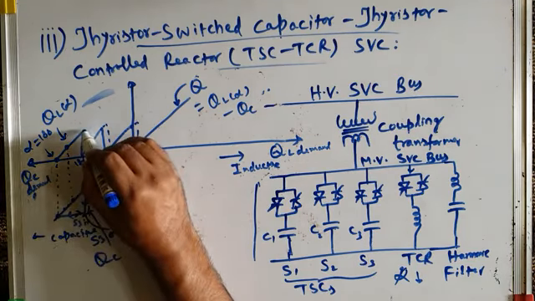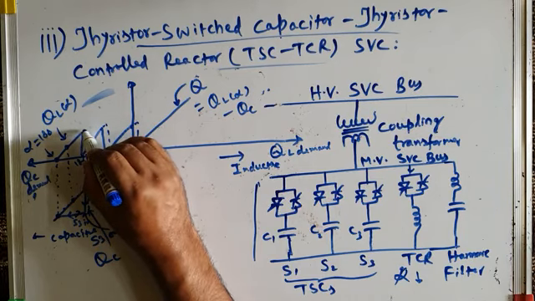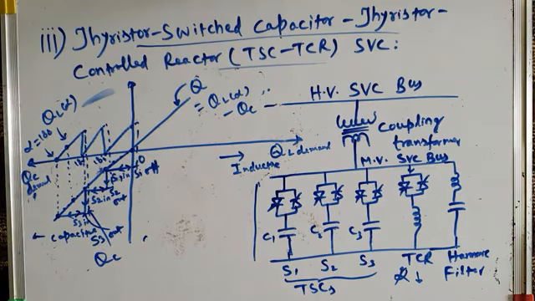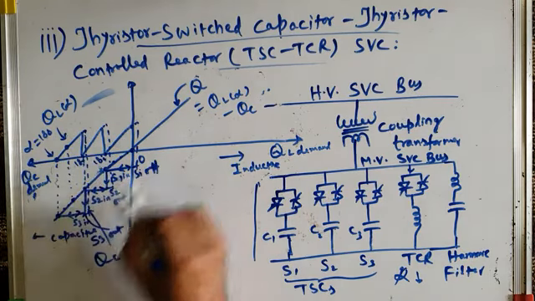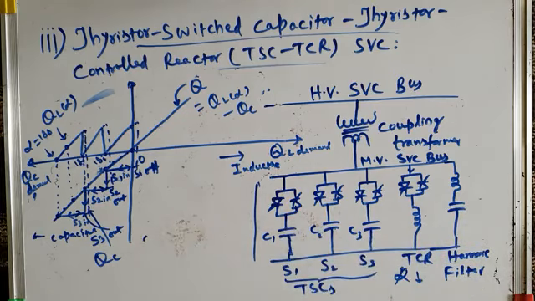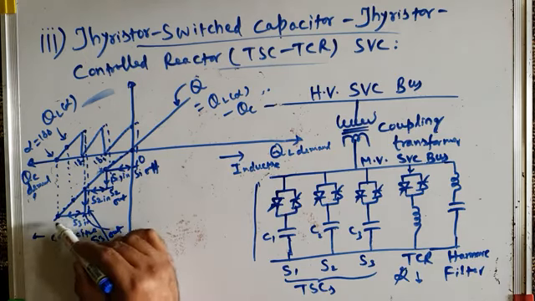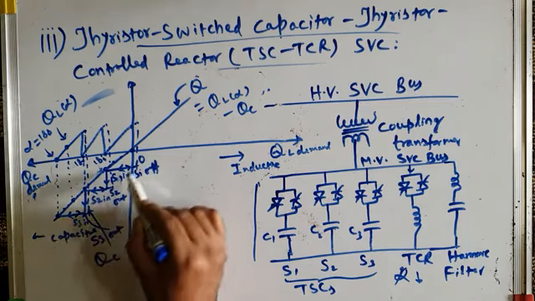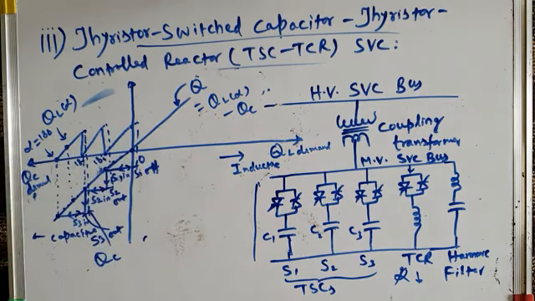And one more thing is that because it is delayed, the switching off of the TCR branch is delayed by a few cycles, so the rating of the TCR branch will be slightly higher than what you have calculated. Okay, so this is how TSC, TCR, SVC operates, and how continuous reactive power control is done with the help of this TSC branch and by delay angle control of TCR. I hope this is clear.